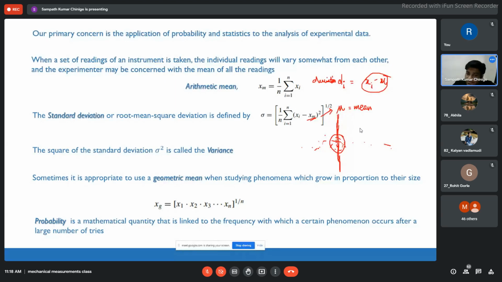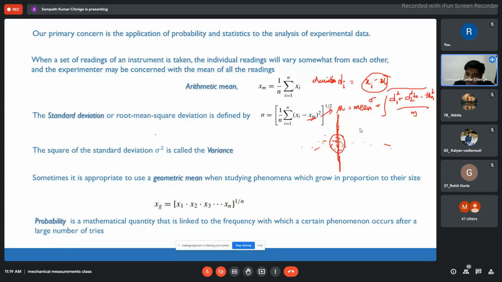If you take the summation of all the deviations, d1 square plus d2 square and so on up to dn square, the deviation squares, divided by n, and then the square root, this will give you my standard deviation. So what is the meaning of this?